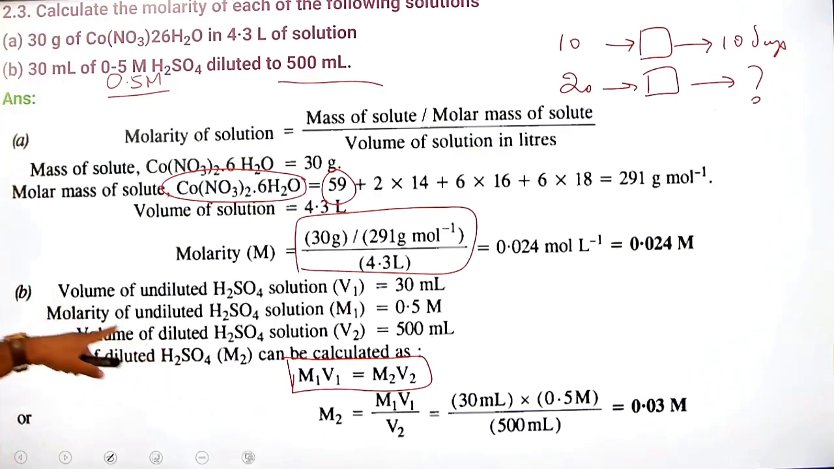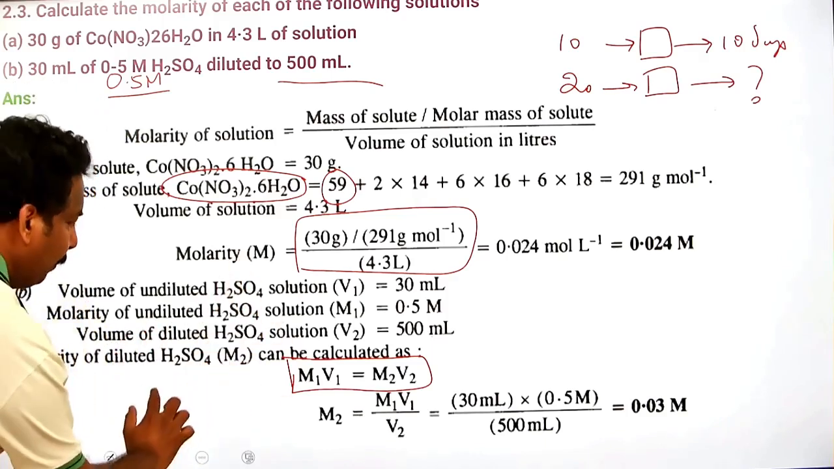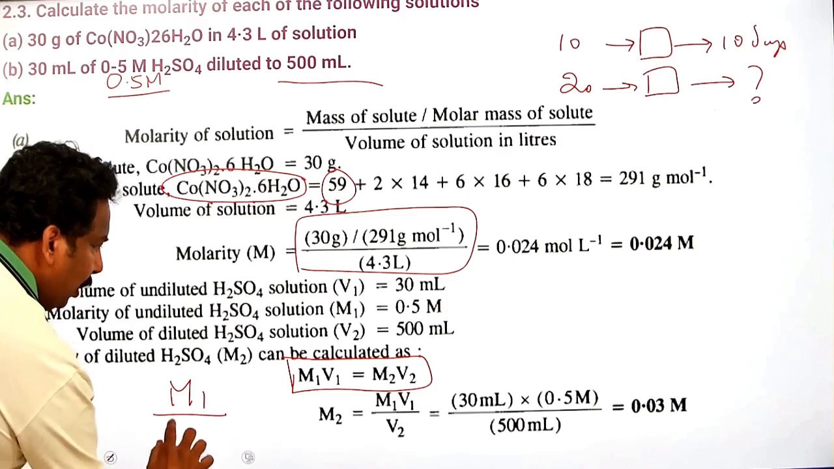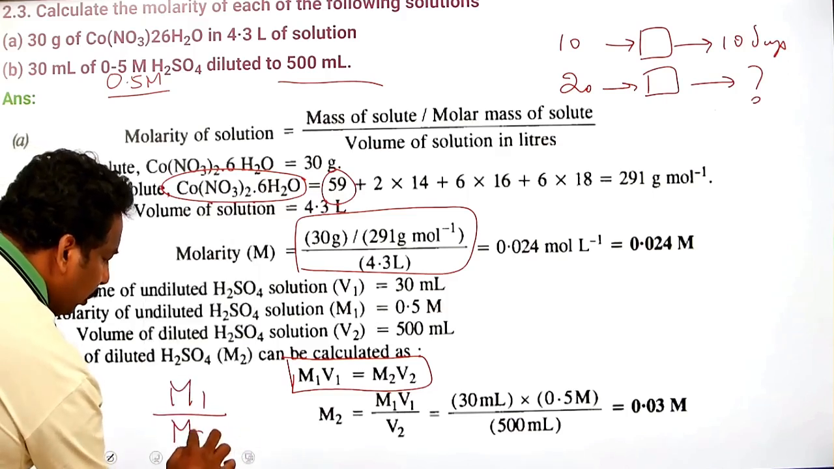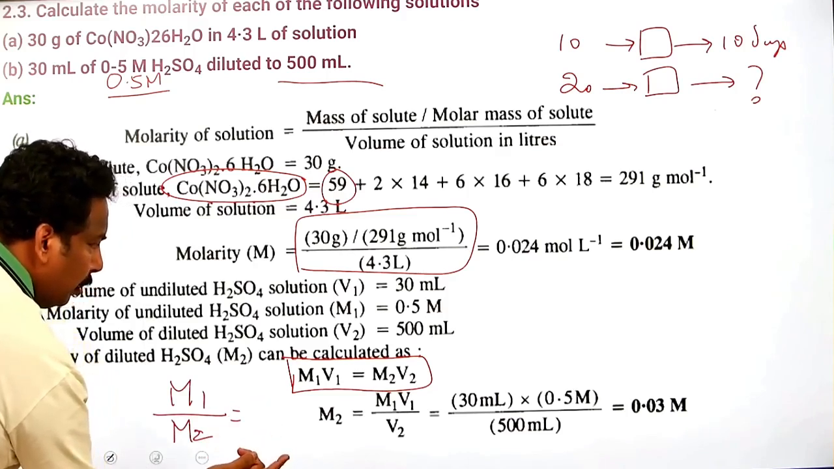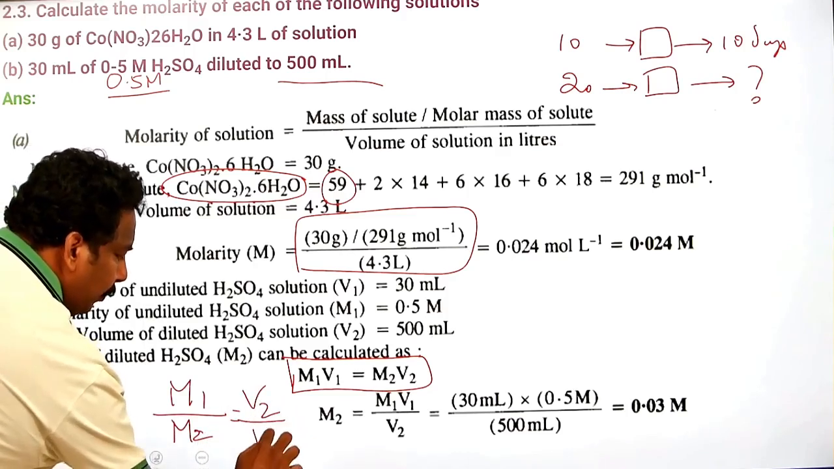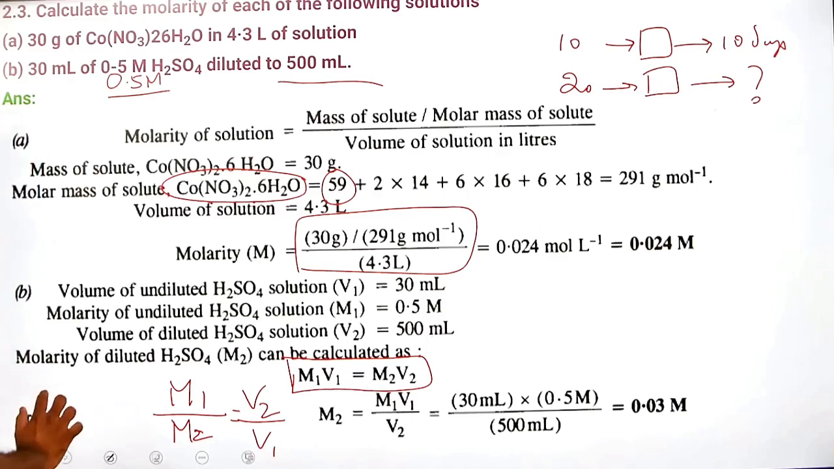Can you understand? This much volume of undiluted sulfuric acid with so much molarity will be equal to diluted. So this formula can be written in another way: M1 by M2 is equal to V2 by V1, which is nothing but M1 is directly proportional to V1, M2 is directly proportional to, or inversely? Directly or inversely?